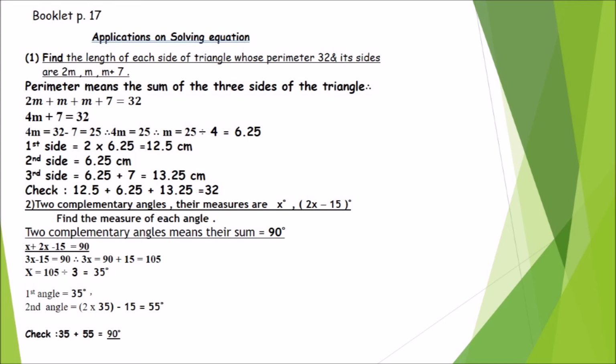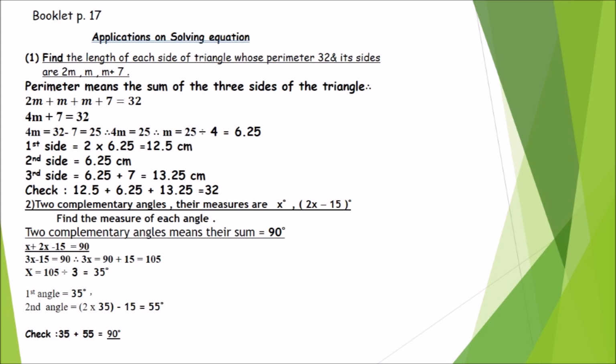We have an equation now. As we said before, I must isolate m. How? I must do two steps. First, I must get rid of 7. What is the opposite of positive 7? Negative 7. So I will put negative 7 on both sides. So the equation equals 32 minus 7 equals 25. So I want m alone. So I will get rid of the coefficient by dividing on both sides. So 25 divided by 4 equals 6.25.